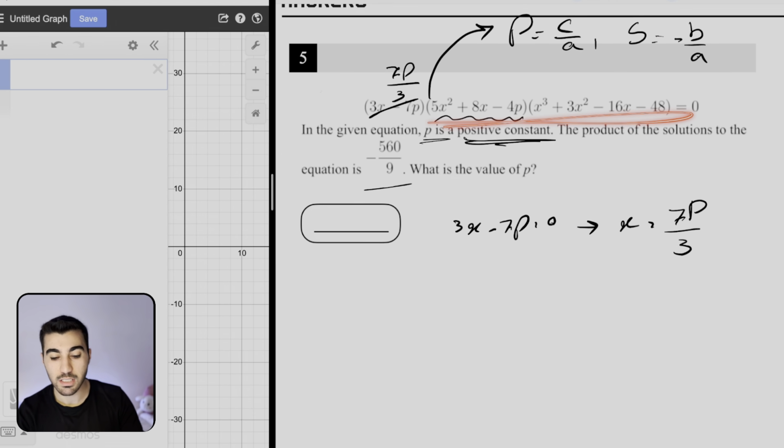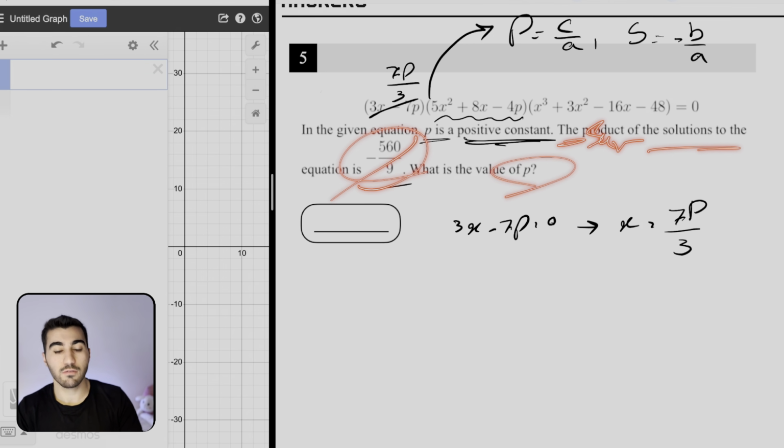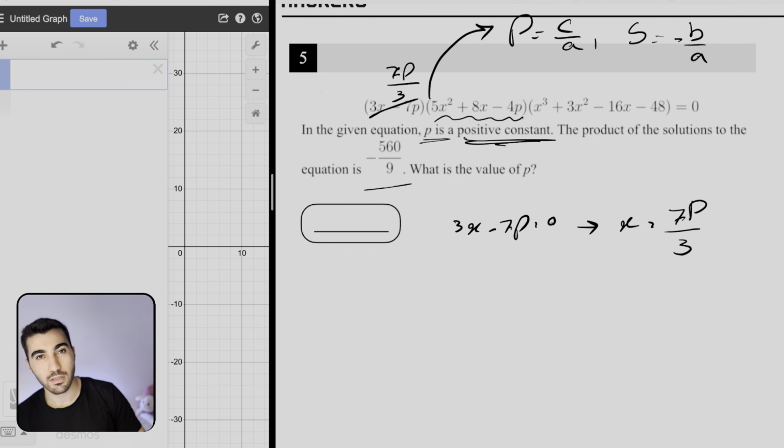So it says there's an equation in the factor form. In the given equation, P is a positive constant. It says the sum of the solutions to the equation is something. Find the value of P. The same thing with the sum of the solutions. So you also have to know this one, okay?